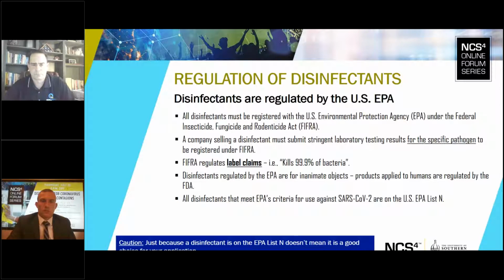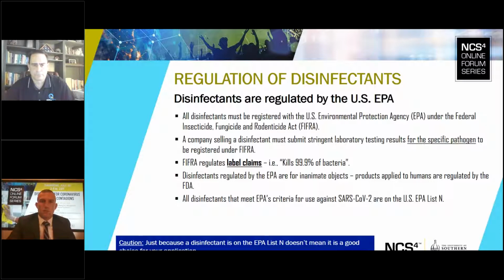So now I want to just turn my attention a little bit to the regulation of disinfectants. This is also a really important topic. Disinfectants are regulated by the U.S. Environmental Protection Agency under a law called FIFRA. And basically, any company that's selling a disinfectant must have submitted very stringent laboratory testing results for specific pathogens to the EPA to be registered under this law.